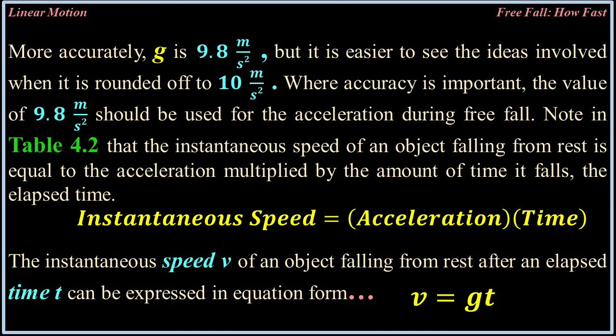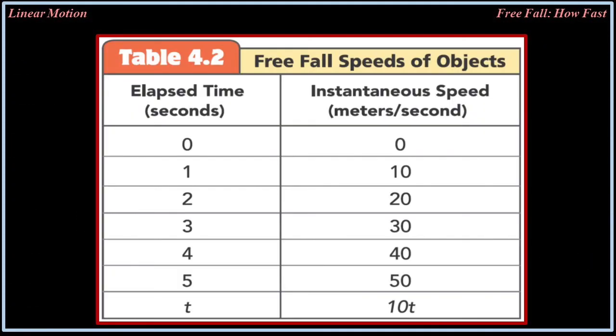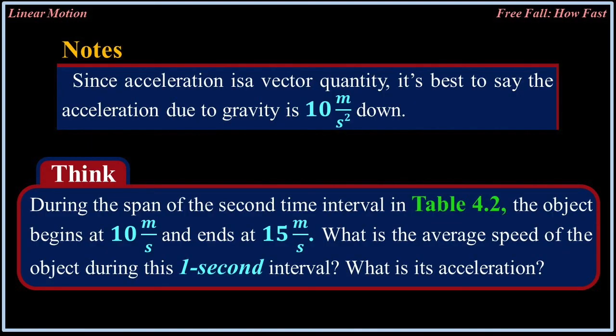v equals gt. And here is another shot of table 4.2 for your perusal. You can see that each second you're increasing 10 meters per second, as it should be for v equals gt, or 10 times the time interval. Since acceleration is a vector quantity, it's best to say the acceleration due to gravity is 10 meters per second squared down. During the span of the second time interval in table 4.2, the object begins at 10 meters per second and ends at 15 meters per second.